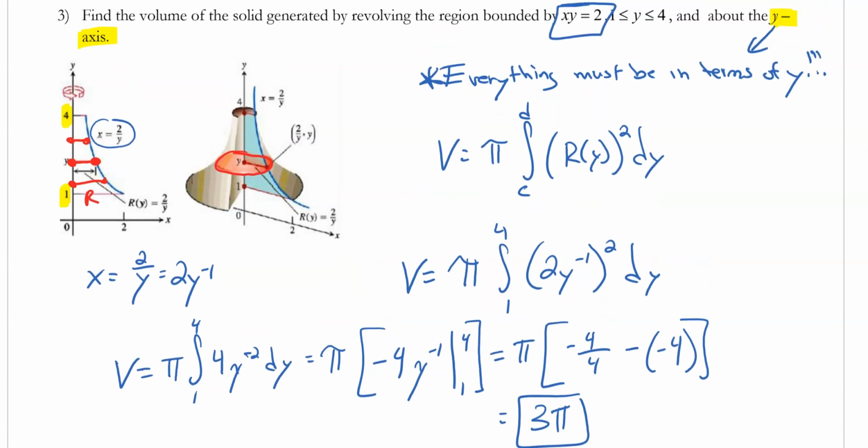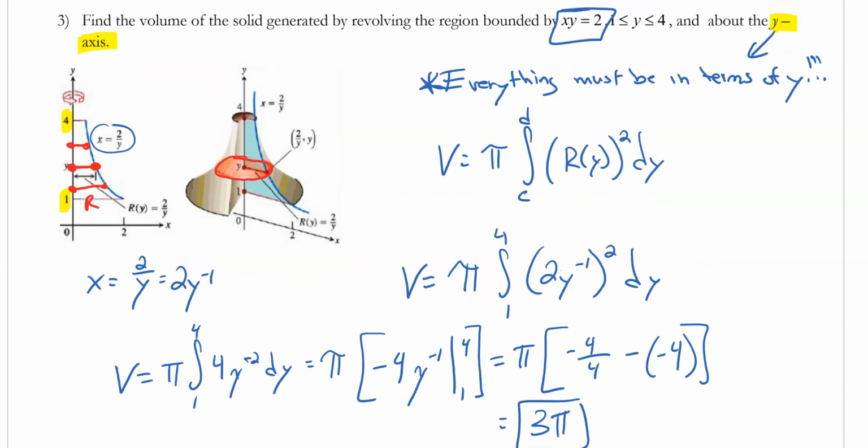Okay, so the key here is when you're spinning around a vertical axis, you'll notice that our function is in terms of y, and our limits of integration are also in terms of y.